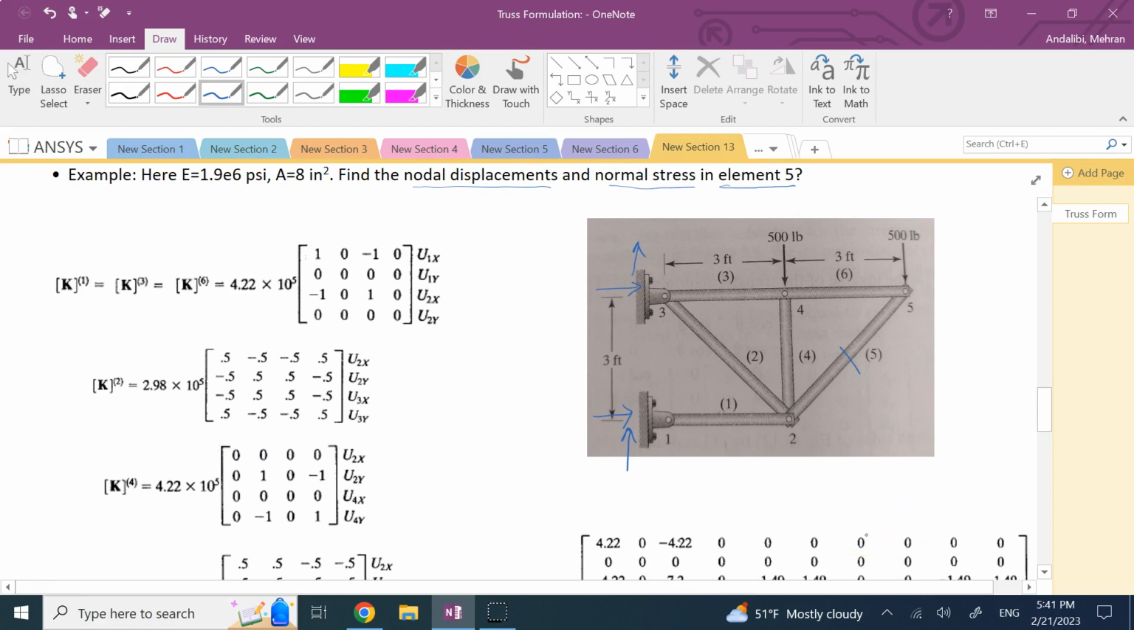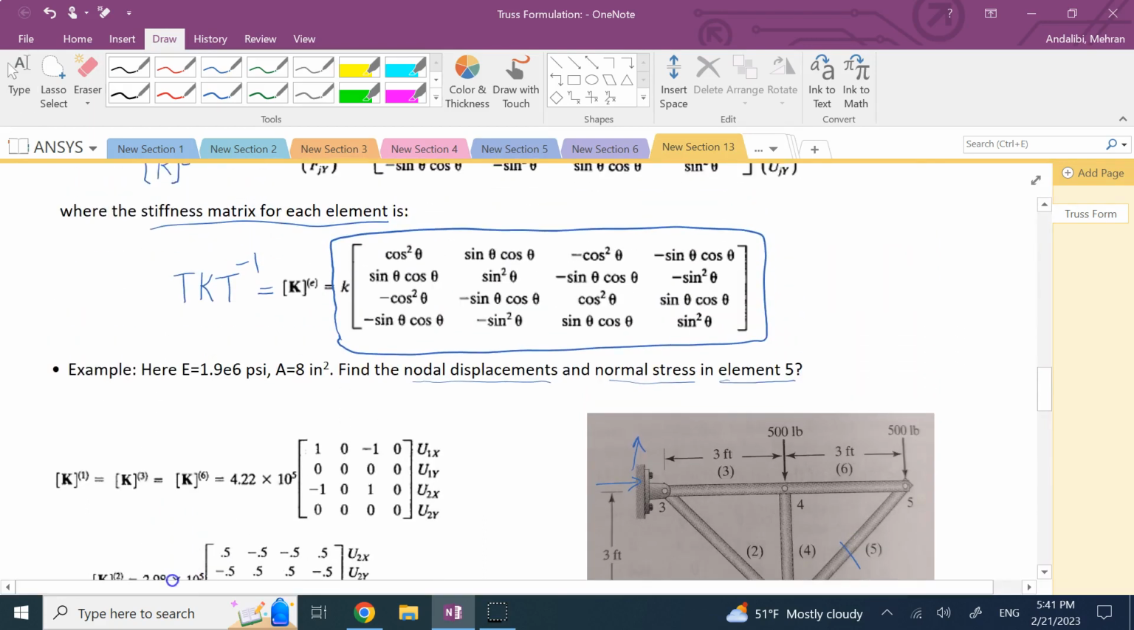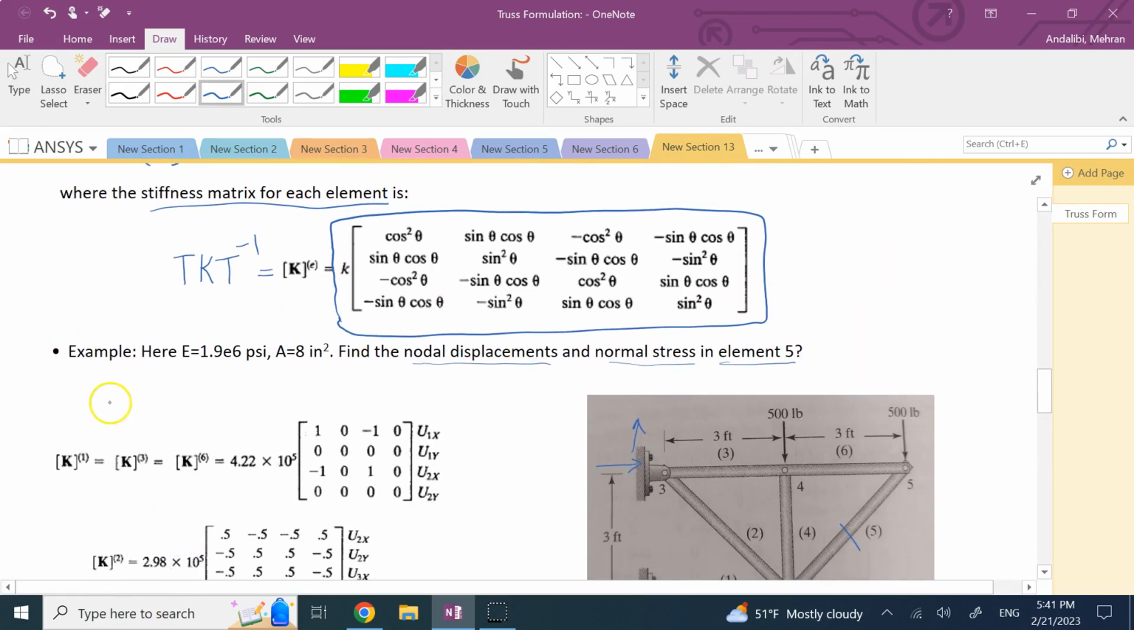So what information do we need for each member? If you remember, I told you we need A for that member, we need E for the member, we need L for the member, we need theta for the member, right? You remember K was AE over L, and then you also need theta. So for each member, you need to have these 4 pieces of info so it can form the element stiffness matrix. Now, do we have those?